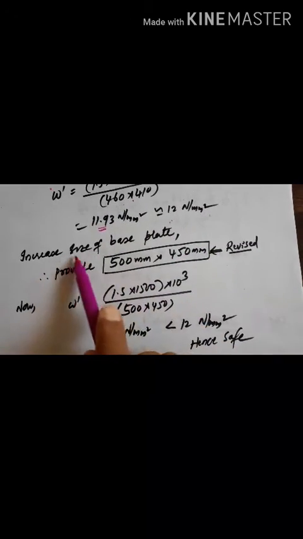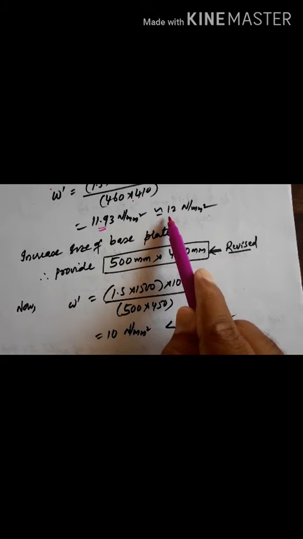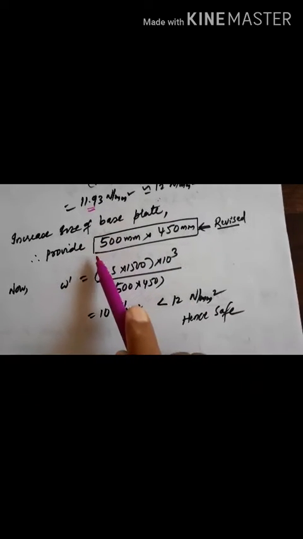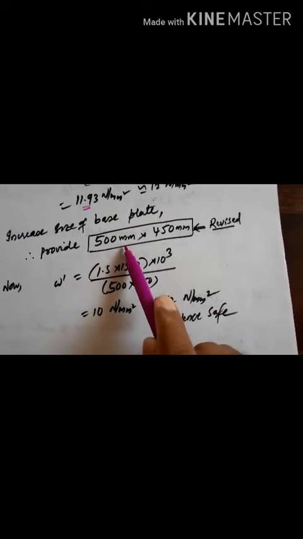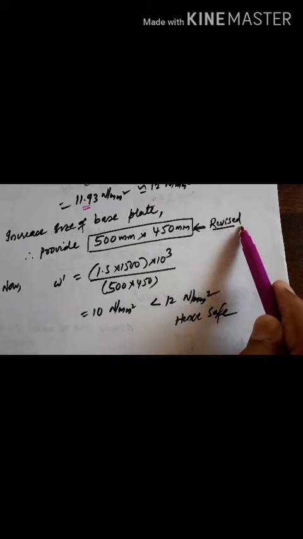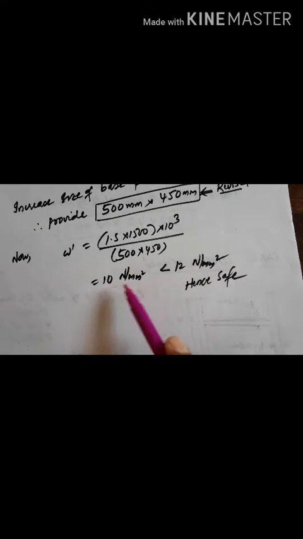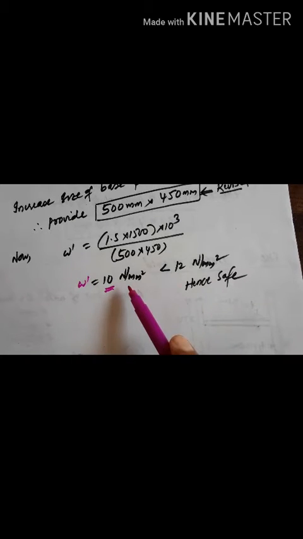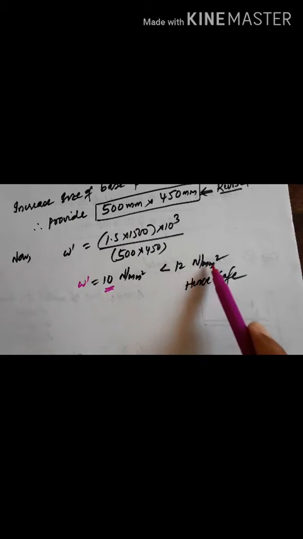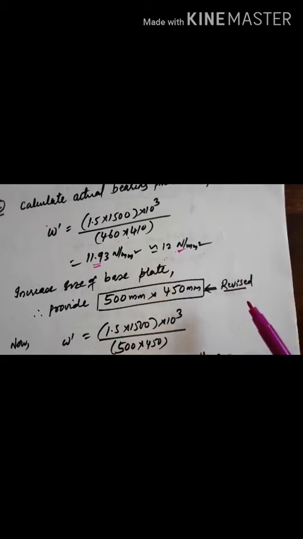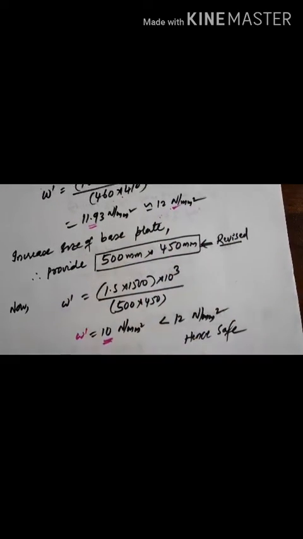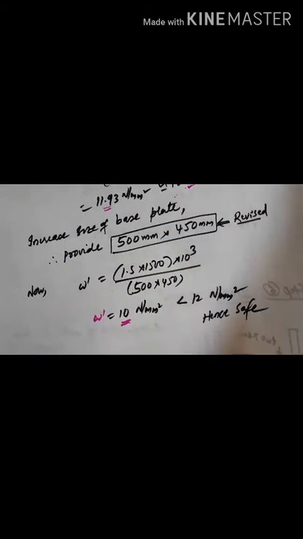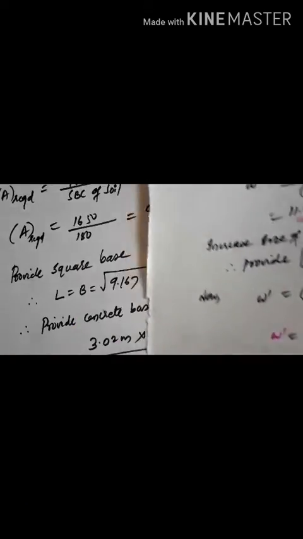Now I increase the base plate since it is almost nearer to 12. So you just take the safety factor, just increase the size of the base plate, take 500 by 450 mm, that is a revised one. Then you calculate the actual bearing pressure. Now I am getting the actual bearing pressure W dash as 10 Newton per millimeter square, which is less than 12 Newton per millimeter square. Hence this is also correct, and since I increased the base plate, it is on the safer side. So after increasing the base plate, now I can say it is safe.